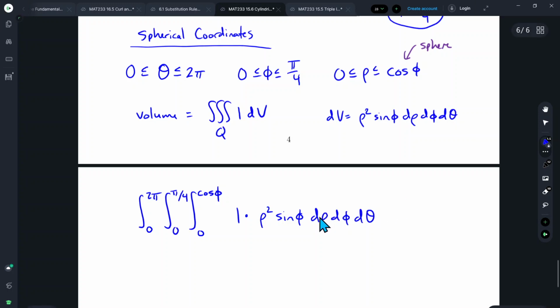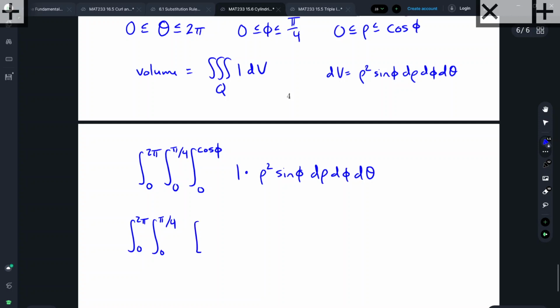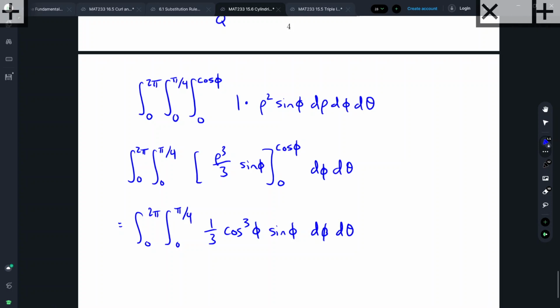So first, integrating with respect to rho, right? We have the rho squared, so the antiderivative would be rho cubed over 3. The sine phi stays the same, and this is evaluated from 0 to cosine phi. The d phi is still there, d theta still there. So now I have to plug in cosine phi. When you plug in 0, it's just 0. So we get cosine phi cubed, so we have 1/3 cosine cubed phi sine phi d phi d theta.